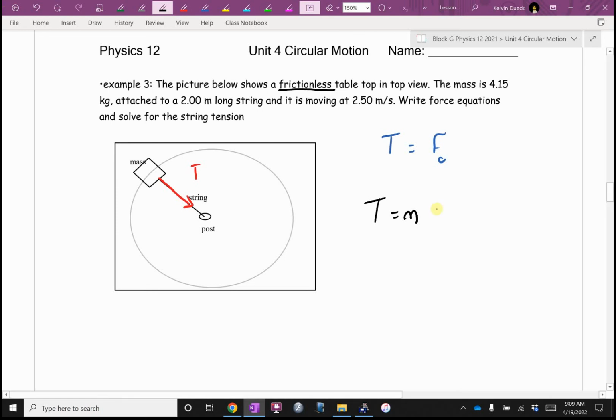Oh, they gave me a V? Does the M cancel here? No. Well, which makes sense. Put a bigger mass on. That's going to take way more force to spin it around. It's going to be 4.15 times 2.5 divided by 2.